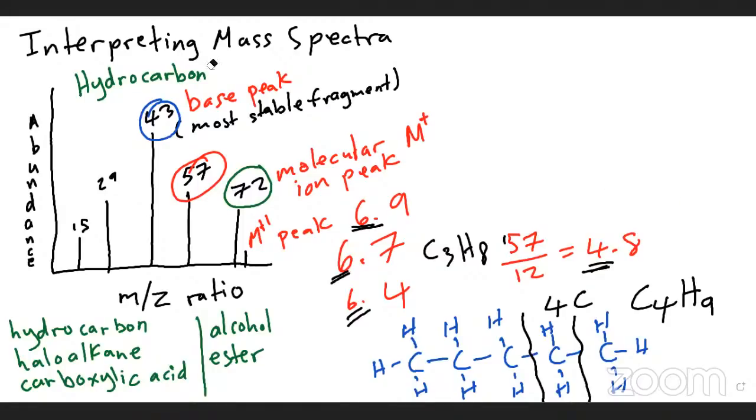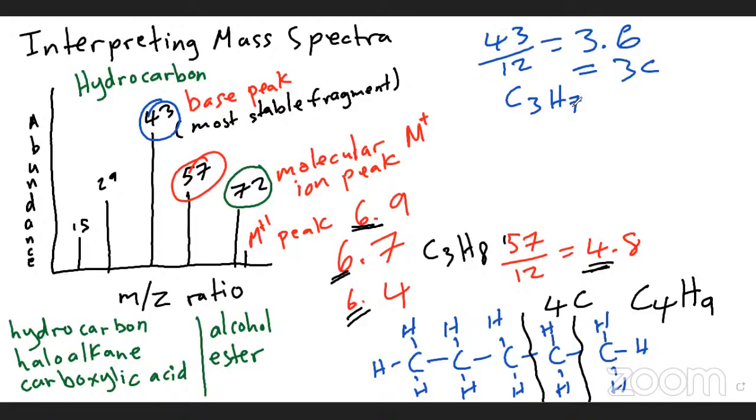All right, so to move a little quicker now, it's just 43 divided by 12. You will get 3 point something. Let me check, 3 point how much? That is 3.6. Again, you do not round off. It is 3 carbons. So that means this will be C3H7, right? And these formulas, we always put a positive sign on them, all right?